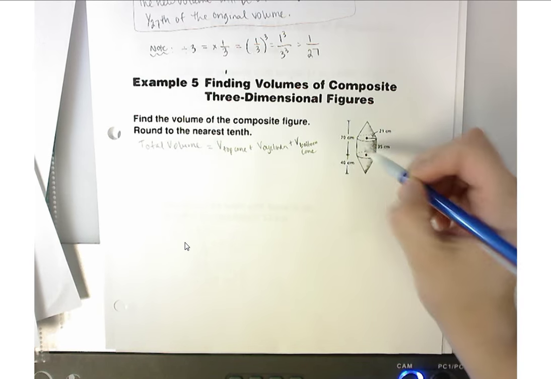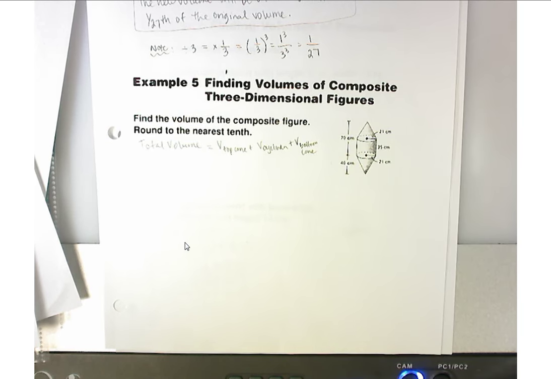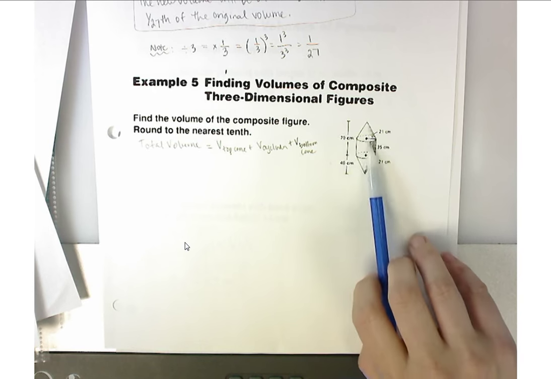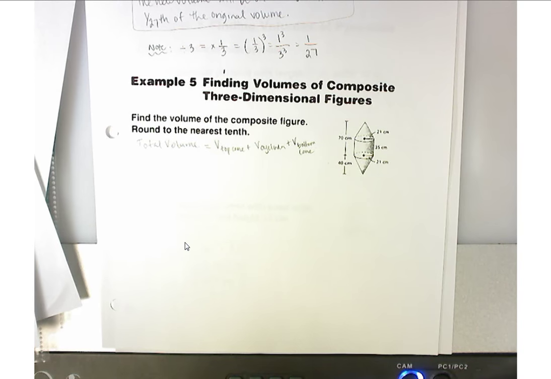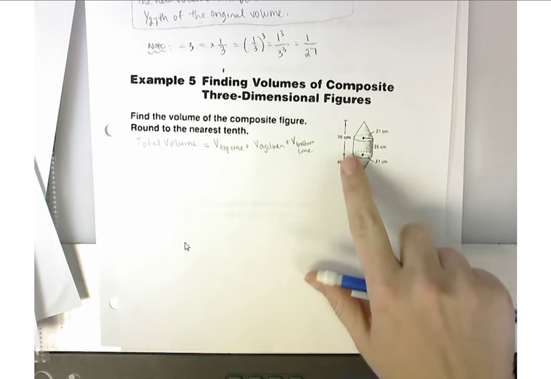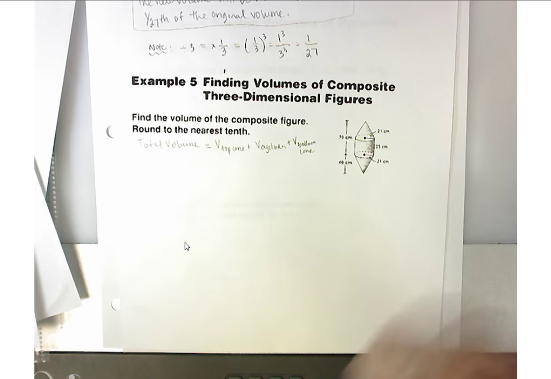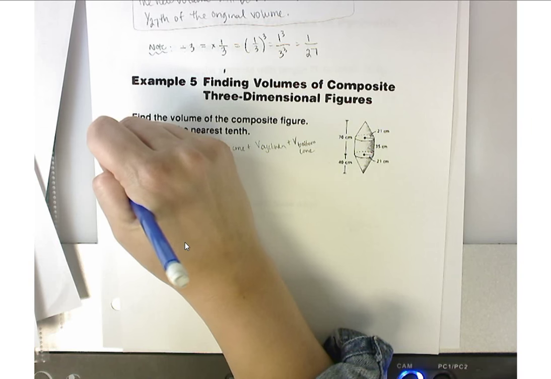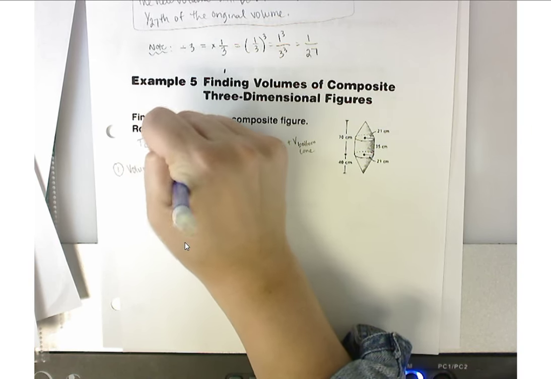Now, because these are all overlapping perfectly, the top cone and the bottom cone are going to have the same volume if they have the same radius and the same height. But notice how these two, their heights are different. So if these 2 heights were the same, you could just multiply that by 2. This height is 70, this height is 40, so we are going to have to find both of those separately. Okay, so my first step is going to be to find the volume of the top cone.